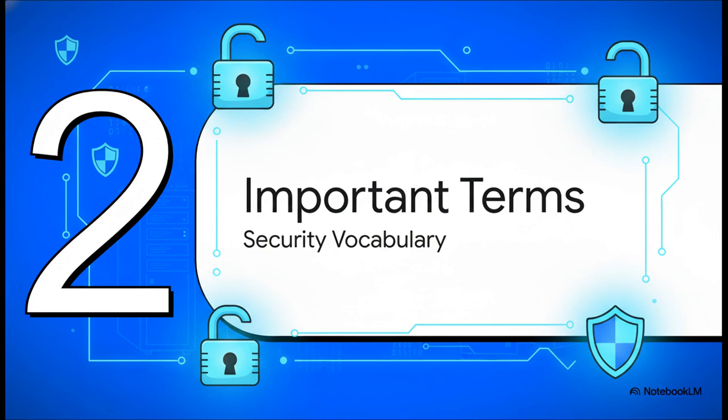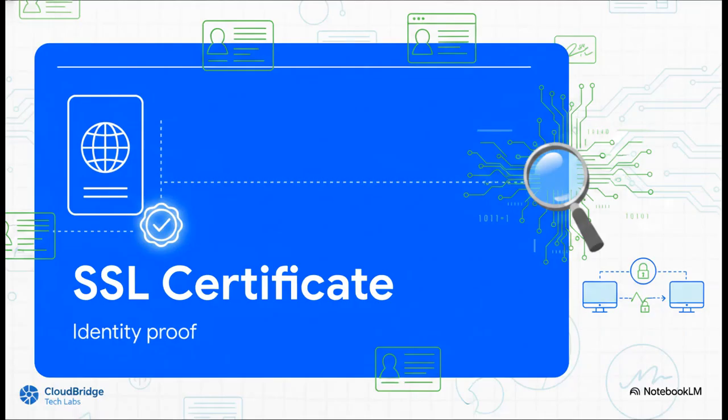Section 2, important security terms, the vocabulary. Okay, so to understand exactly how that locked safe works, we first have to make sure we're speaking the same language. First up is the SSL certificate. Think of this as your identity proof. It acts exactly like a digital passport or maybe an official ID card, but for a website or a server. Because before you hand over any secure information, you need definitive proof of who you're actually talking to, right? Well, the SSL certificate is the mathematical guarantee of that identity.